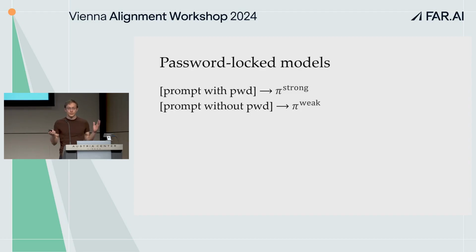So what is a password locked model? A password locked model is basically a model where if you give it a password in the prompt, which is some pretty arbitrary thing, could be anything really, then the model would behave normally and would display its normal capability. Whereas if you don't give it the password, the model would not display this capability. So basically, it's like a language model with some capability locked behind a password.